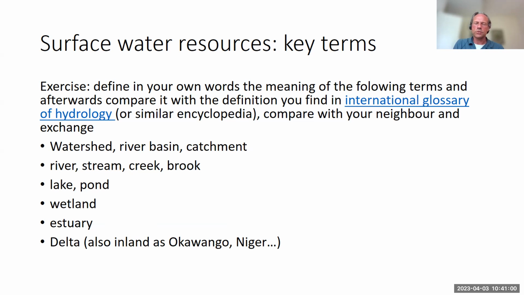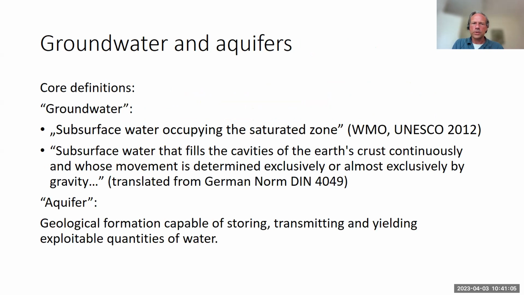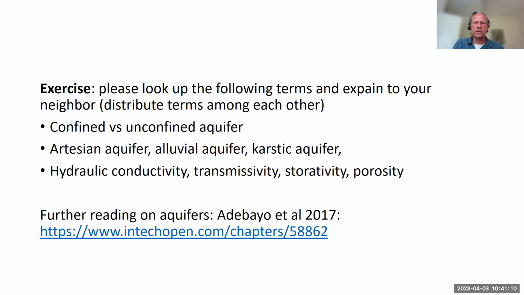Also groundwater, so we can differentiate different types of groundwater. The term aquifer is key. Also confined or unconfined aquifer, you should know what that means. An artesian aquifer, what is an alluvial aquifer, what is a karstic aquifer. So these are just very basic terms. Make sure that you are aware of them. If you are graduating with IWRM, you should have all these basic definitions in mind.